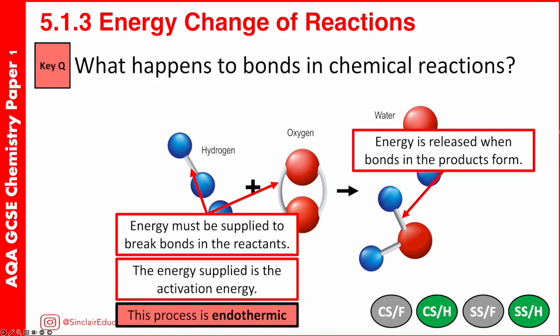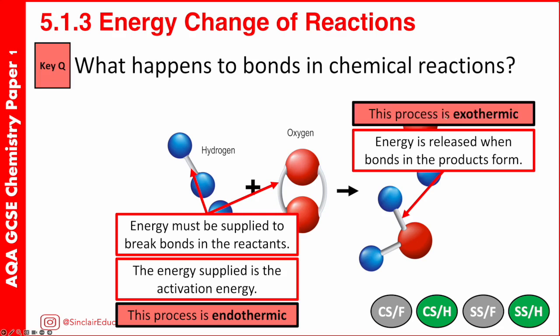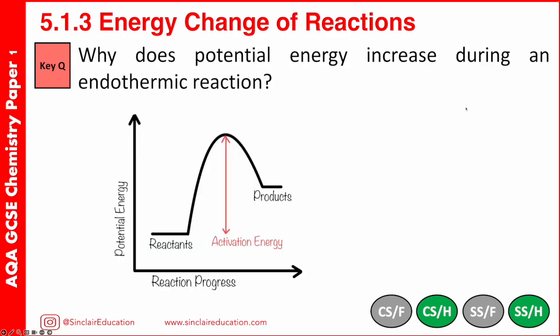When we then form new bonds, this is an exothermic process. So energy is now released when the bonds in this product form. And this is the exothermic part. If we release more energy than we've taken in, that would be an exothermic reaction.